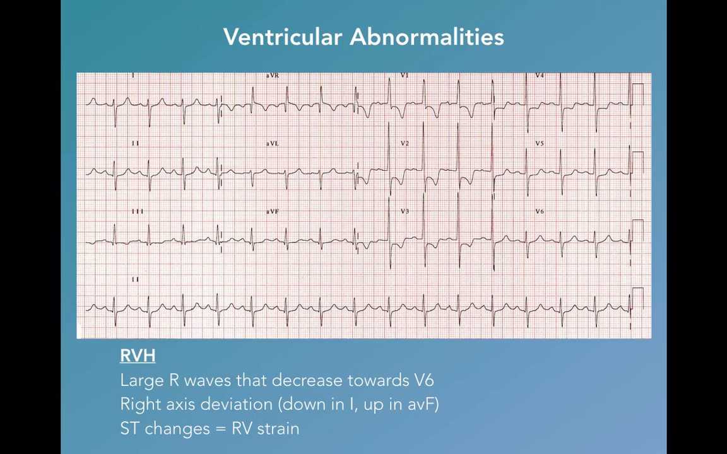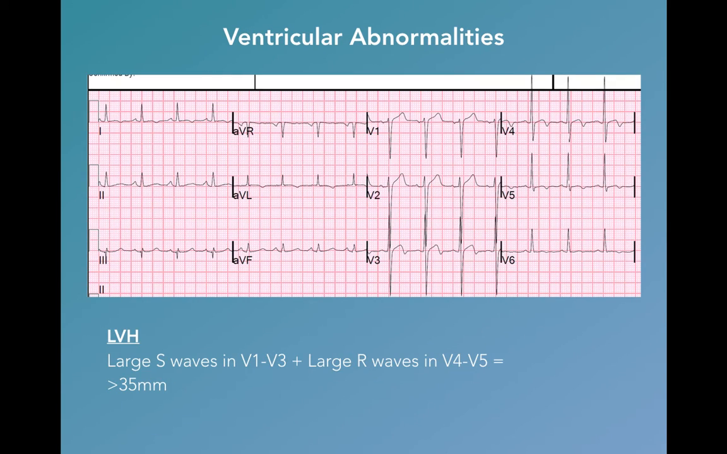So here's what right ventricular hypertrophy would look like. There are really powerful R waves in V1, 2, 3, and then they kind of subside as they get further lateral towards V6. The other thing that you want to look for is any right axis deviation, and there is in fact right axis deviation. If you look at lead 1, the S wave is greater than the R wave, but the deflections in 2 and AVF are upward, so that's right axis deviation along with right ventricular hypertrophy.